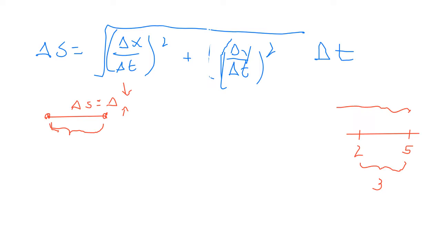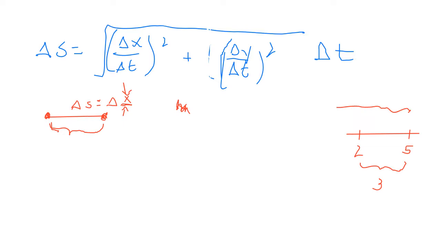What has to go here when you have a horizontal arc? Delta S equals delta. What's the right choice going to be? X. Good. Delta S equals delta X.